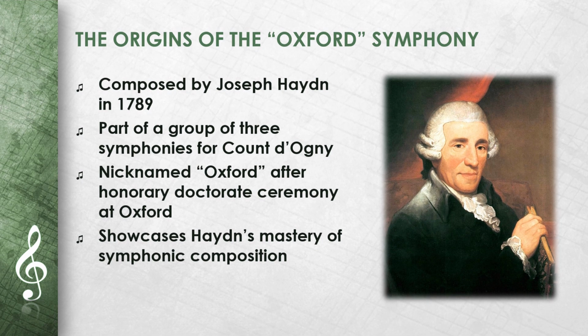Joseph Haydn composed his Symphony No. 92 in G major, known as Oxford, in 1789. It is one of a group of 3 symphonies, numbers 90 to 92, that Haydn wrote for Count d'Aigny in Paris. The nickname Oxford came about because Haydn conducted this symphony at the ceremony for his honorary doctorate at the University of Oxford in 1791. The symphony shows Haydn's mature mastery of symphonic composition and is considered one of his most important works in this genre.